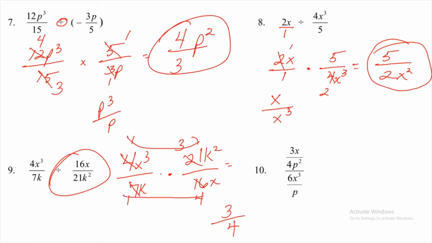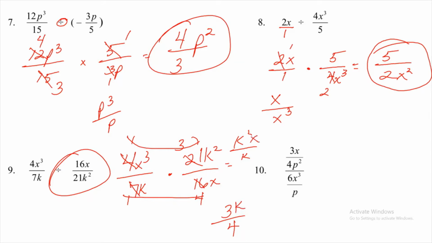And now, let's look. I've got 2 k's on top and 1 k on the bottom, right? 2 k's on top, 1 k on the bottom. So where do I have more k's? I have 1 more k on top.